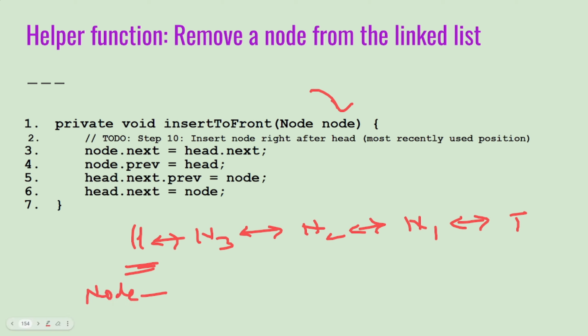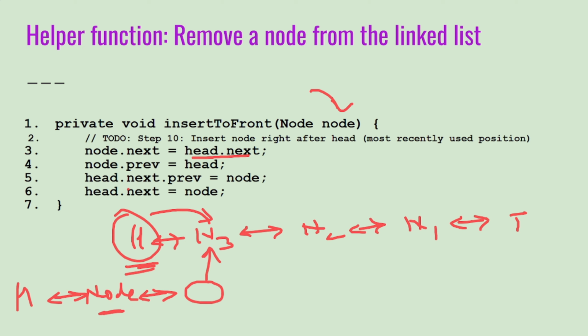This node should have a next and a previous, right? So node.next means we are talking about what will come here. We'll say node.next is head.next. What is head.next? This is head.next, right? So we'll add it here. Now node.previous means we are talking about this one. Node.previous is what? Head. So now we will keep it here.